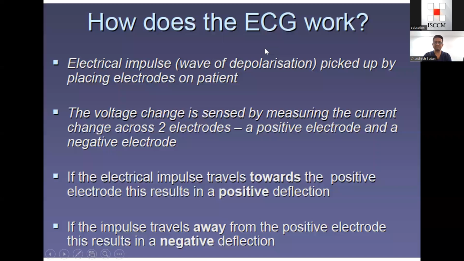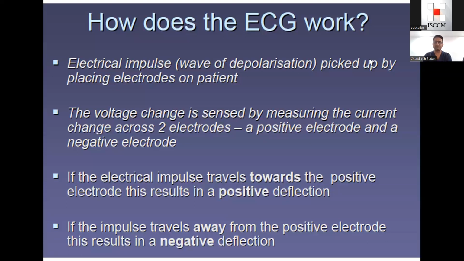So how does this ECG actually work? The electrical impulse wave of depolarization is picked up by the electrodes which are placed on the chest. It will generate a particular action potential, and the voltage change is sensed by measuring the current change across two electrodes. One is positive, another is negative.